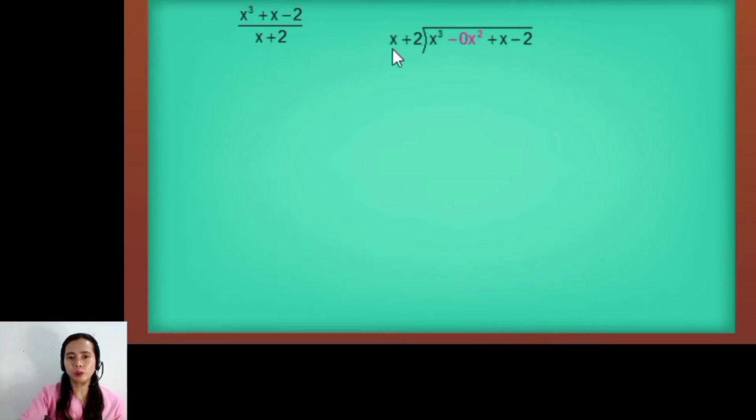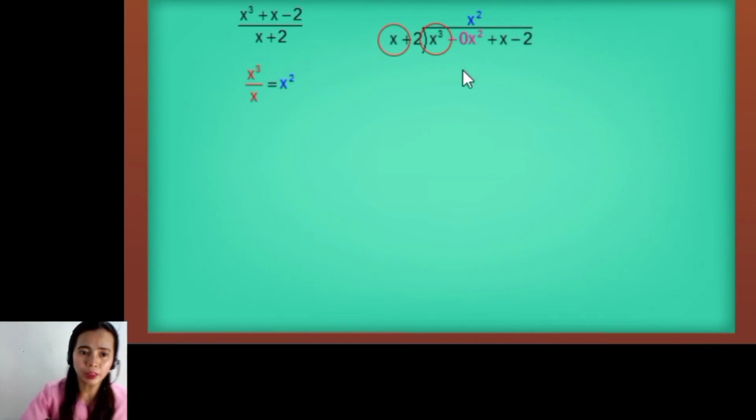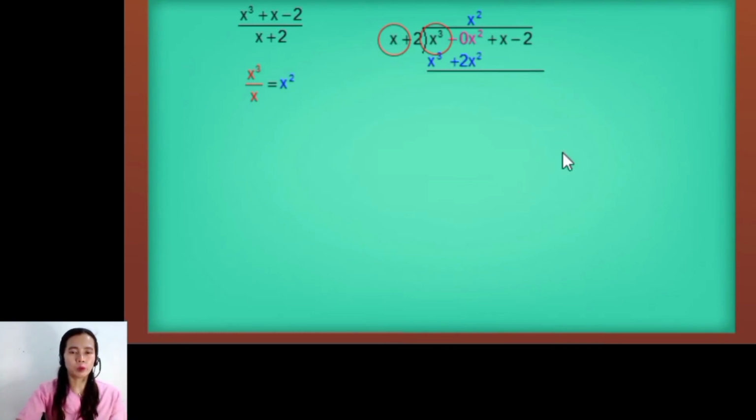Divide the first term to the first term of your divisor. X cubed divided by x, applying the laws of exponent, and write the quotient on top of the term that has the same exponent. Multiply it to your divisor. X squared times x cubed. X squared times 2, that is 2x squared. Subtract. Change the sign. So, negative.